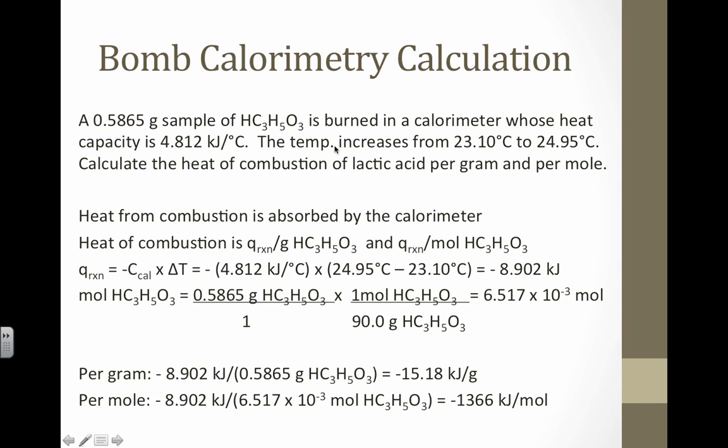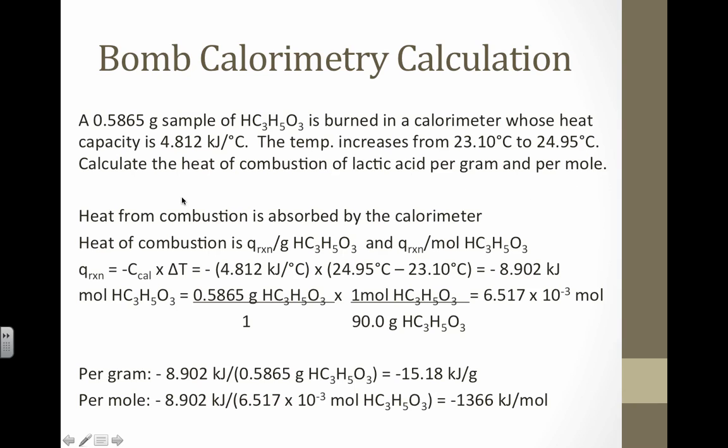Let's say we're doing a bomb calorimeter calculation. So here we have our organic sample. We have this many grams of it. We burn it in a calorimeter. This is the heat capacity of the calorimeter. Every calorimeter will have a different capacity, so that's why they give it for this. The temperature increases this much for the calorimeter, and we're going to calculate the heat of combustion of lactic acid. We're going to do kilojoules per gram and kilojoules per mole, so we'll have two different answers.